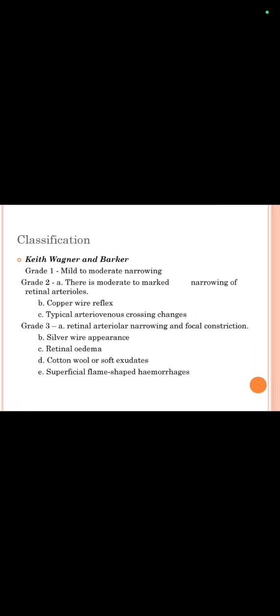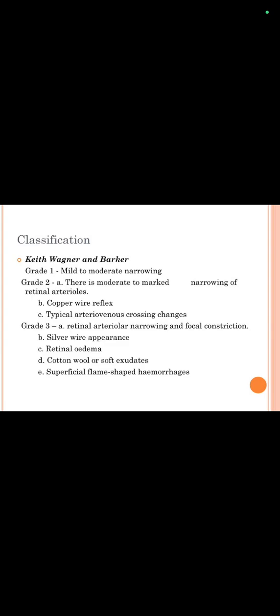Now next is, what are the classifications of hypertensive retinopathy? So first is the Keith, Wagner and Barker classification. It is divided into four grades. First is mild to moderate narrowing of the retinal arterioles. Grade 2 again has three subtypes. First is moderate to marked narrowing of the retinal arterioles. Along with that, there is copper wire reflex. It will give a shining copper wire reflex.